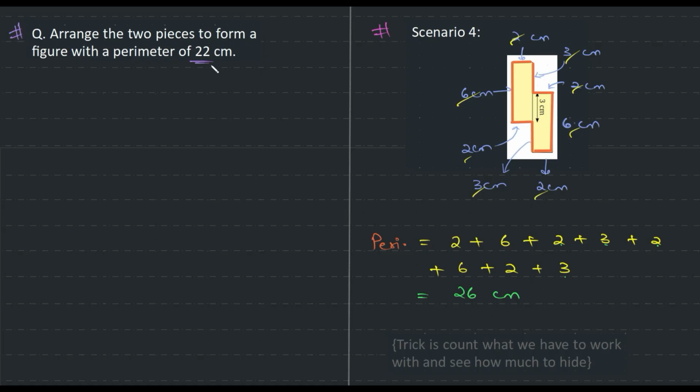So you have one more question over here. So we need to arrange the structure so that we end up with 22 centimeter length perimeter. Okay. So think about how we can go about doing this. Remember, we have 2 strips of paper. So each of this is 6 centimeter, 6 centimeter, 2 centimeter, 2 centimeter, and so on and so forth.